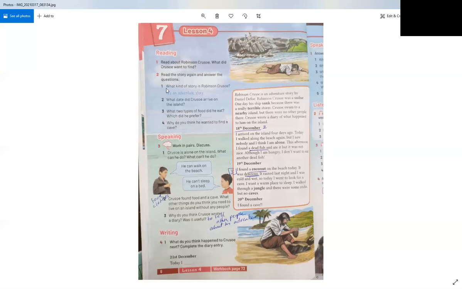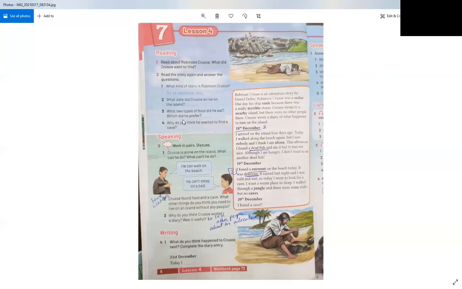Now, let's look at the questions here. What did Crusoe want to find? Robinson Crusoe is a sailor. We know that he is a sailor and he wanted to find a cave. What kind of story is Robinson Crusoe? It's an adventure story. Number 2, what date did Crusoe arrive on the island? Here he wrote December 18th. He wrote that he arrived there 4 days ago. It means that he arrived there on the 14th of December.